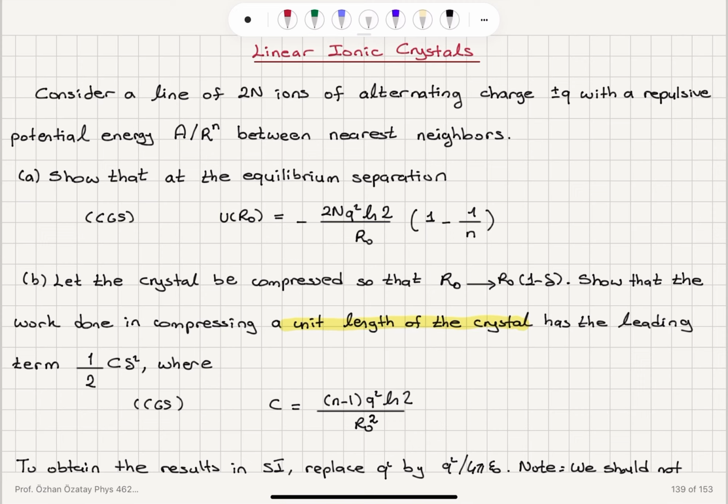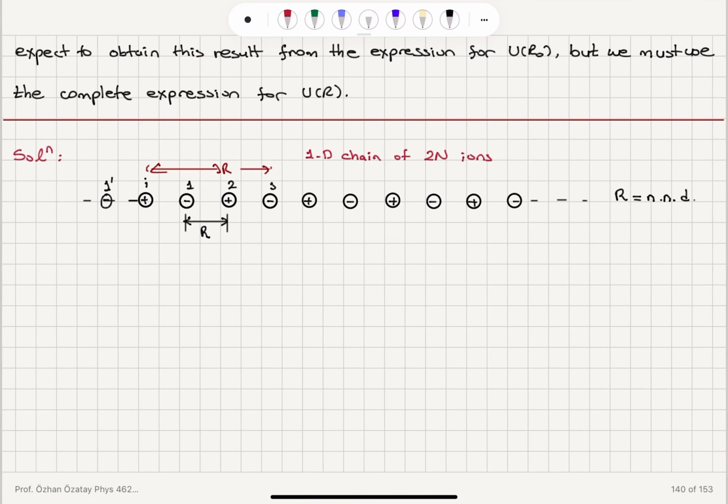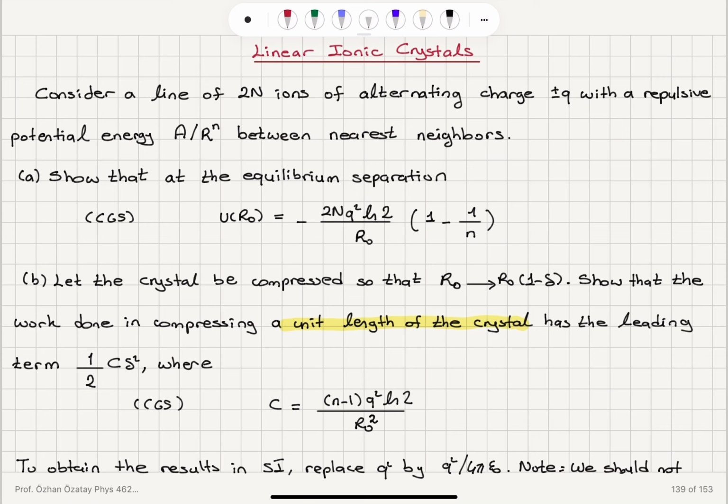is equal to minus 2N Q squared natural logarithm 2 divided by R0, parentheses 1 minus 1 over n. To obtain the results in SI, we replace Q squared by Q squared over 4 pi epsilon 0. Note, we should not expect to obtain this result from the expression for U of R0, but we must use the complete expression for U of R. So that's referring to part B of the problem, so we will worry about that later.